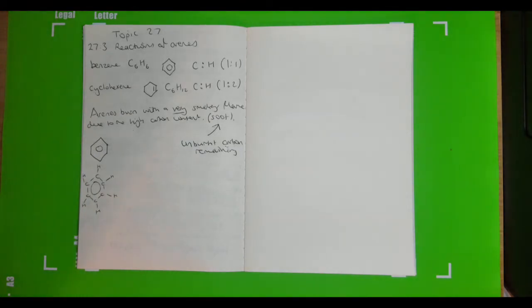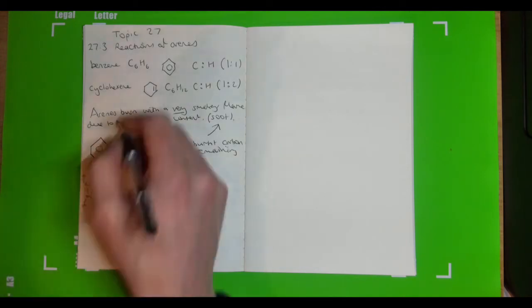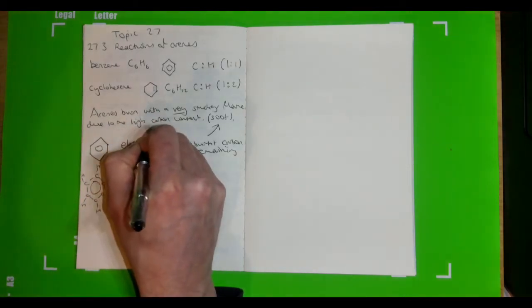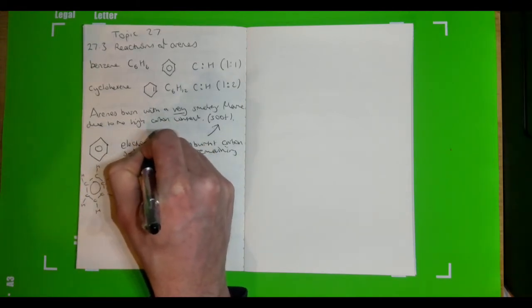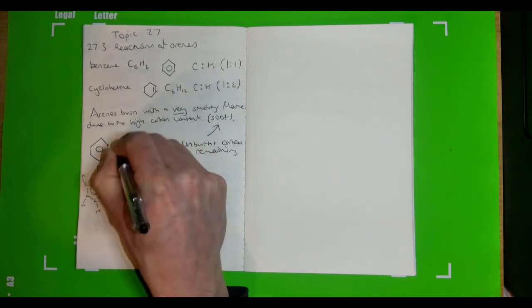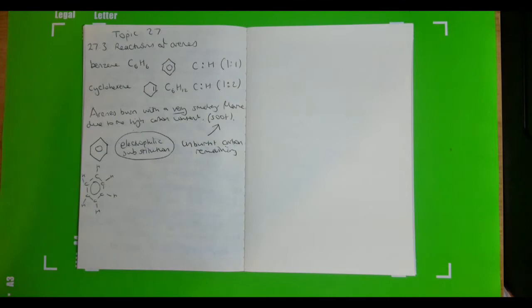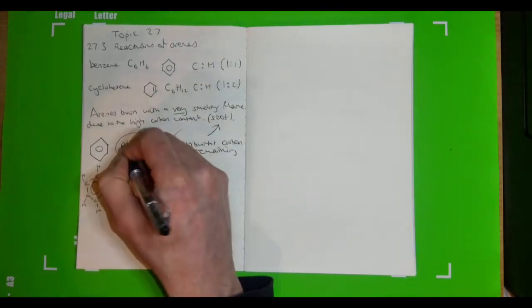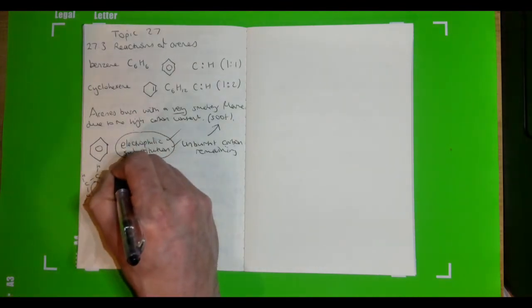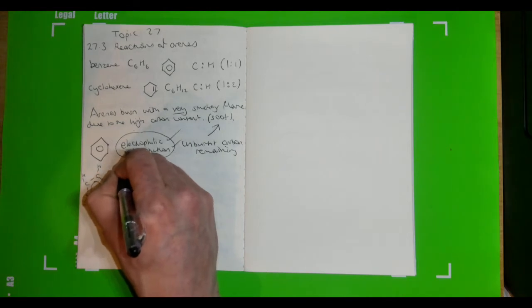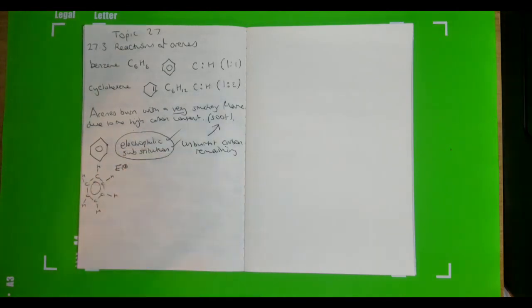Now, arenes always undergo electrophilic substitution reactions. So if you ask what type of mechanism a compound containing a benzene ring does, then the answer is always electrophilic substitution. Okay, let's have a look at how that happens. If I write down the symbol of a generic electrophile, I could put the symbol E with a positive charge like that. So that shows that it's an electrophile.